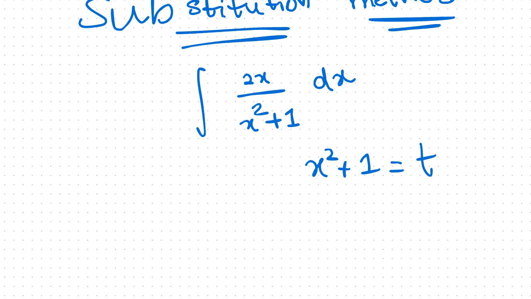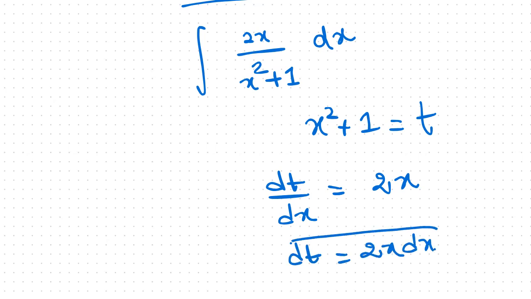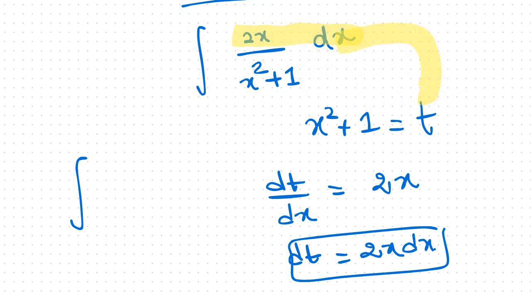How much is the value of dt by dx? dt by dx is 2x, right? So dt is equal to 2x dx. Any doubt so far? So instead of writing 2x dx, try to convert it into the new variable, in terms of t.